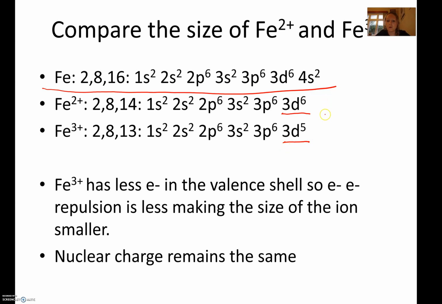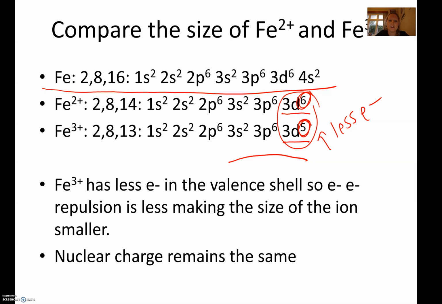This time, we're not talking about the loss of an entire energy level. They've both got electrons in 3d, or energy level 3. It's just that this one only has 5 electrons in the d, whereas this has 6. Because there are fewer electrons, there's going to be less electron-electron repulsion in that valence shell, which is going to make the size of the ion smaller. Please remember that nuclear charge will remain the same because they are the same element. So the reason why Fe3+ is smaller is there are fewer electrons in the valence shell. They're repelling each other less.